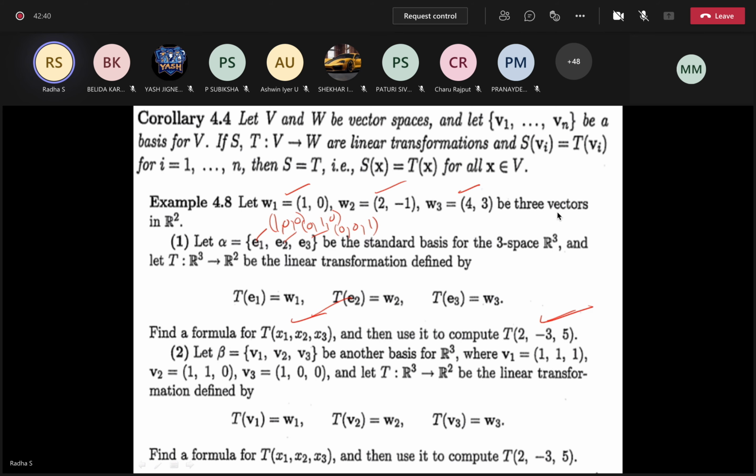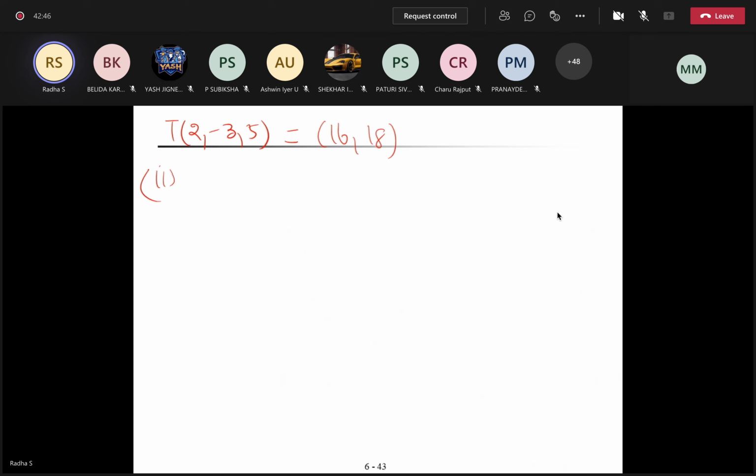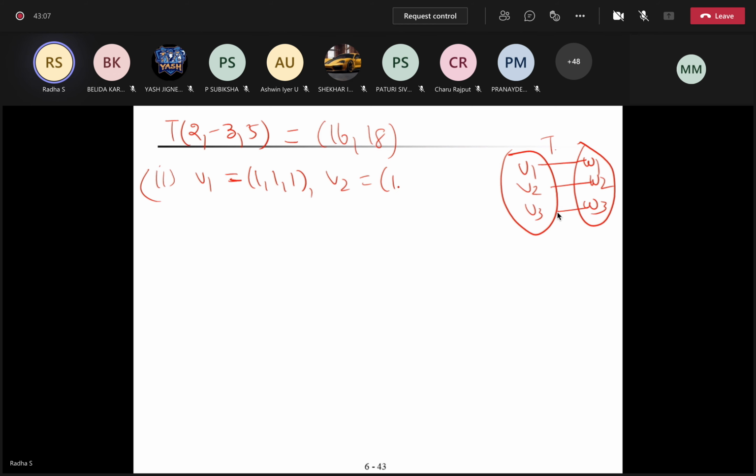So T of v1 is w1. That is a small change. So v1 goes to w1, v2 goes to w2, v3 goes to w3 under the linear transformation, right? So what is v1? v1 is (1, 1, 1), v2 is (1, 1, 0), v3 is (1, 0, 0), right? So it's not the standard basis here, it's a different basis.